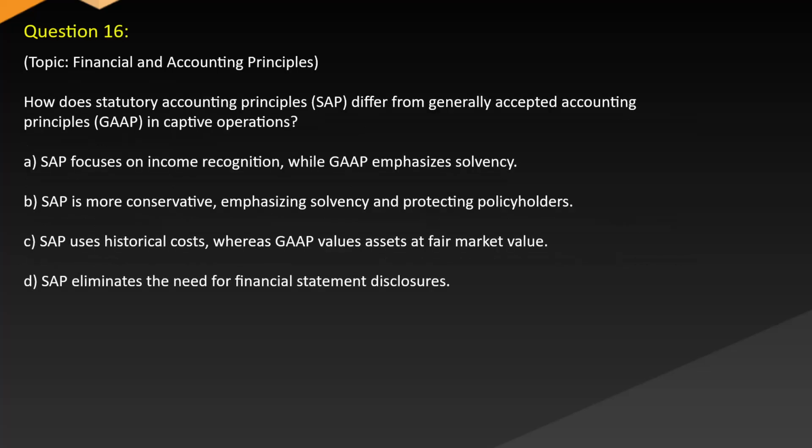Question 16. Topic. Financial and accounting principles. How do statutory accounting principles (SAP) differ from generally accepted accounting principles (GAAP) in captive operations? A. SAP focuses on income recognition, while GAAP emphasizes solvency. B. SAP is more conservative, emphasizing solvency and protecting policyholders. C. SAP uses historical costs, whereas GAAP values assets at fair market value. D. SAP eliminates the need for financial statement disclosures.